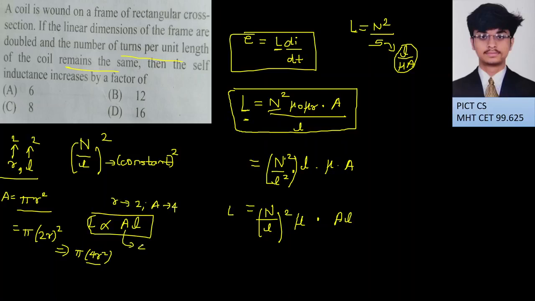Now area is 4 times and length, as we all know, is doubled. So the total factor by which the self-inductance will change, L dash we can call it as, it will be 8 times L, right? So the answer for this question is option number C, which is 8 times the initial value. So this is the basic formula of self-inductance. Alright, so let's go to the next question.